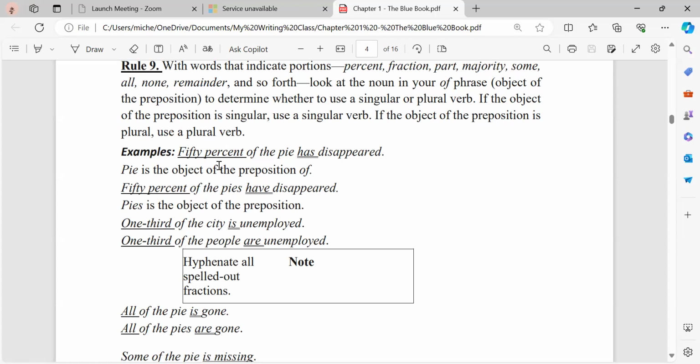While for the second example, we have pies, which is the object of the preposition, and pies here is not singular, it is plural. So this is why we need to use a plural verb, which is "have disappeared".